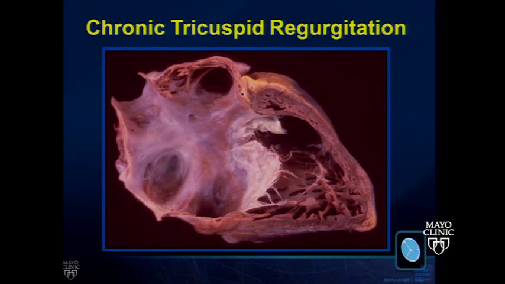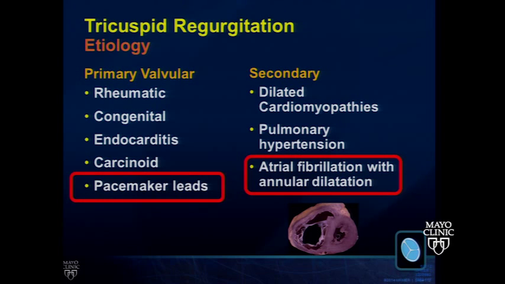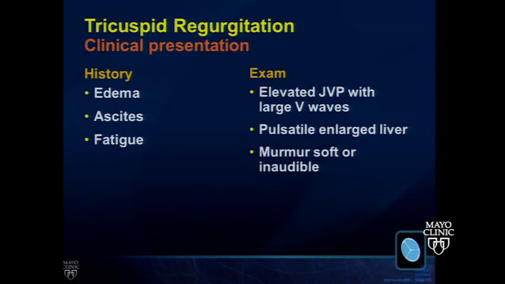A couple words about chronic tricuspid regurgitation. We don't know what to do with it. One thing you should know is that it can be due to either a primary valvular or a secondary abnormality. What we're seeing more and more of is pacemaker leads causing tricuspid regurgitation. And there's a new syndrome now of long-standing atrial fibrillation, especially in older women, who then dilate their annulus and have severe tricuspid regurgitation. Because of the tricuspid regurgitation, a large volume is reflected back to the venous circulation, so you get edema, ascites, and fatigue, and you know about the elevated venous pressure with the large V wave, but the murmur is frequently soft or inaudible.